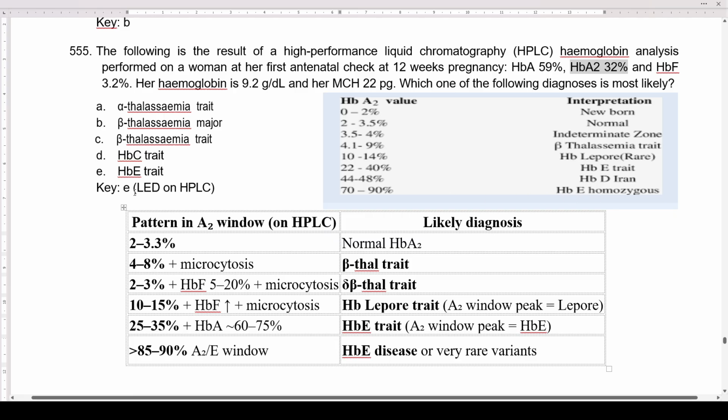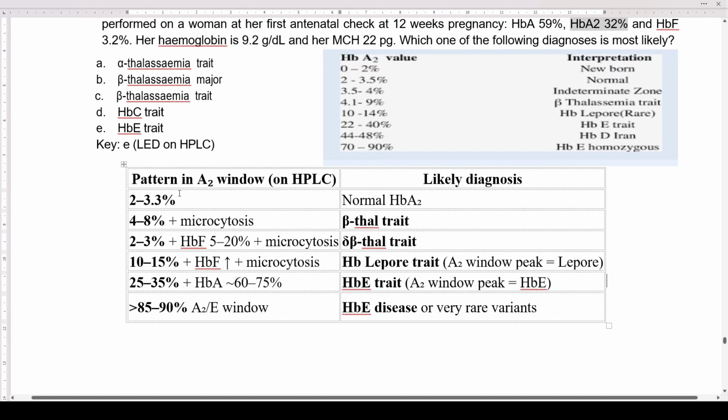Just remember it like LED: first comes L, Lepore. If the percentage increases, after that is E, and after that is D, so LED. And if it is 70 to 90%, it is HbE homozygous. Just remember this, because you have to solve many scenarios. You can solve many scenarios with the help of these two tables. This is also a revision.